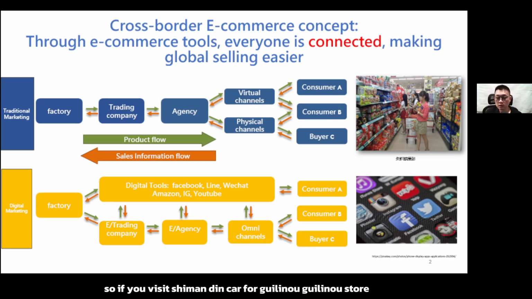So if you visit the Ximending Carrefour Guilin Road store, you can find many foreigners from Hong Kong, Korea, Japan, different countries. They go there, they buy the product. Very interesting. I love to do research on which country they are from and what products they select, which products they prefer. You can go there to study their behavior. Very interesting.